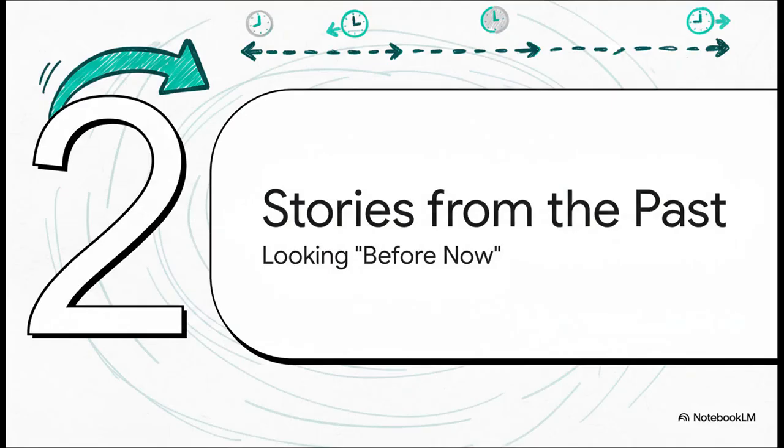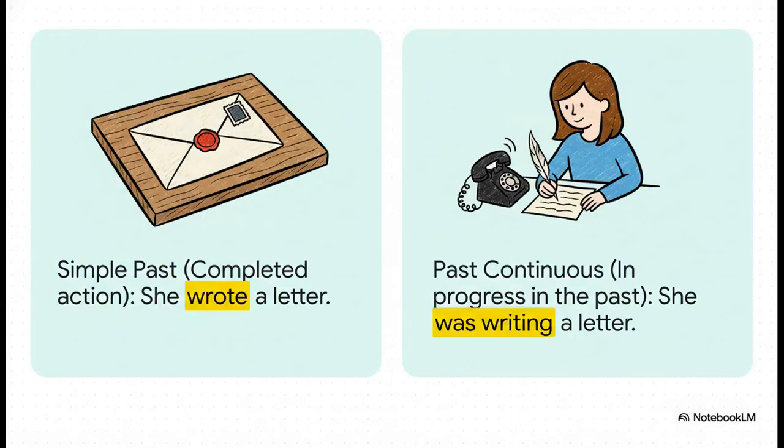All right, let's rewind the clock. It's time to move our story from the now to the before now. We're going to travel back along our timeline and see how we tell stories about things that are totally and completely finished. Now look at this. She wrote a letter. That's a simple, completed fact. The action is over. Done. It's a closed case, filed away in the past.